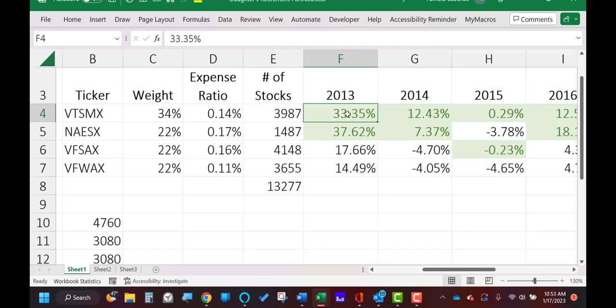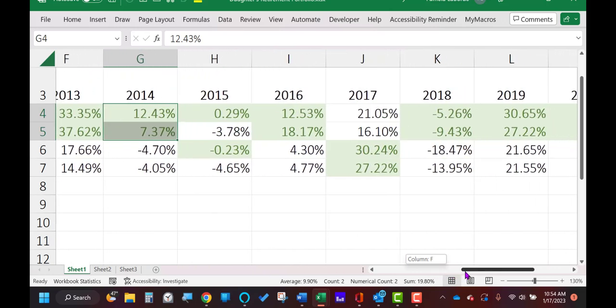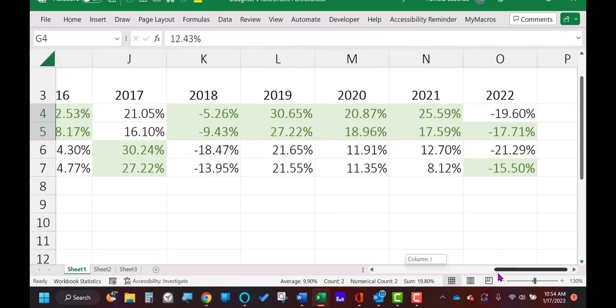I also highlighted the top 2 performing funds of a particular year. So for 2013, the U.S. funds did better. So the top 2 are U.S., the bottom 2 are foreign. That was also the case in 2014, 16, 18, 19, 20, and 21.